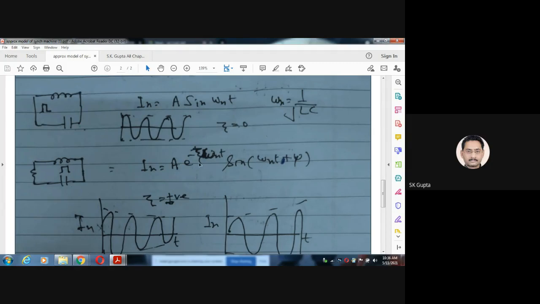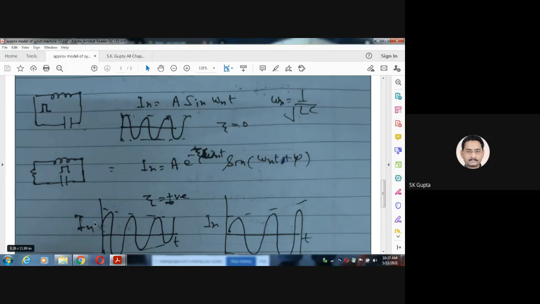So depending upon the value of xi, or depending upon the value of resistance, there is a power factor angle. Here there is no power factor, it is sin omega_n t. Because of the presence of the resistance, the power factor angle is also there, and because of the resistance, this e power minus xi omega_n t component is also there, and because of this component, the signal is going to decay. If xi is equal to 0, if somehow you can make e to power 0, this signal will remain the same, and this waveform will be there. Since xi is not 0, xi has some value due to resistance, so the signal is like this.